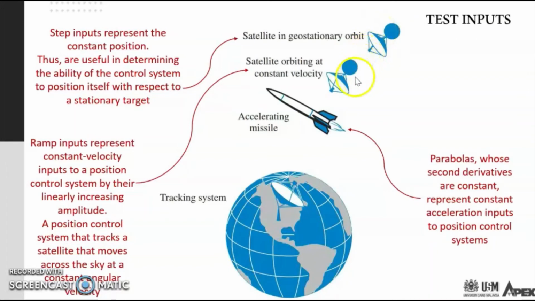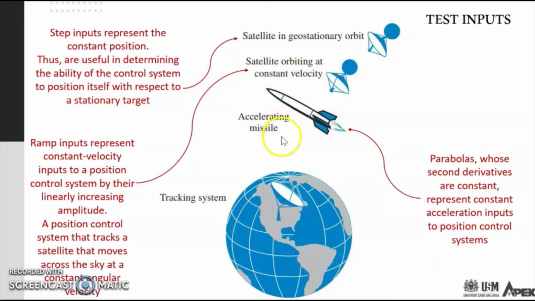How about a satellite that is orbiting at constant velocity? In this case, we can use ramp inputs, which represent constant velocity inputs to a position control system by their linearly increasing amplitude. So a position control system that tracks a satellite that moves across the sky at a constant angular velocity. So this one, ramp input, is for the case where it is constant velocity.